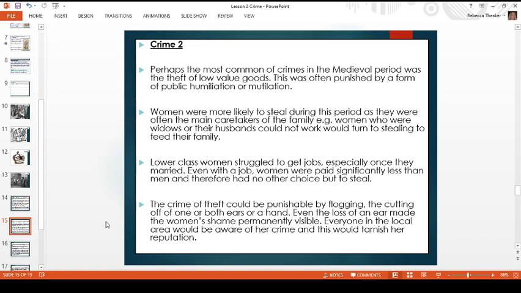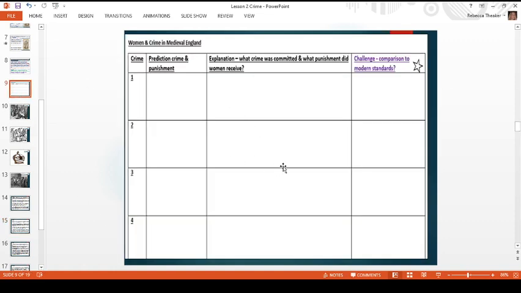It's the shame that comes with it, because no matter how much you try to hide it, you might put a hat on to try and cover up the fact that you're missing your ears, but how are you going to hide the fact that you've only got one hand? So it was also a way of embarrassing women for the rest of their lives for the fact that they'd committed the crime of theft. So again, second box, what's the crime? What's the punishment?